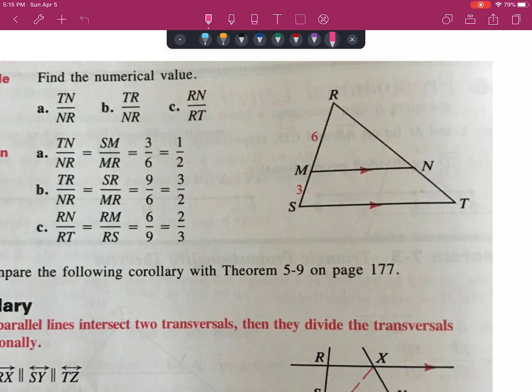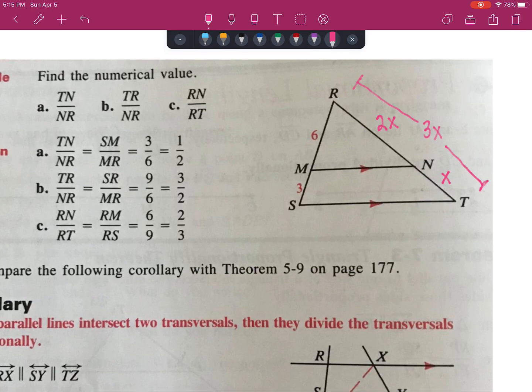So therefore, since the sides are being divided proportionally, we know that if I call TN, the length from T to N, x, then R to N has to be 2x, because that length has to be proportional to the side on the left. The length RS has to be divided the same way. So since RM is twice as much as MS, RN is going to be twice as much as NT. And then we could say the whole thing is 3x, right?